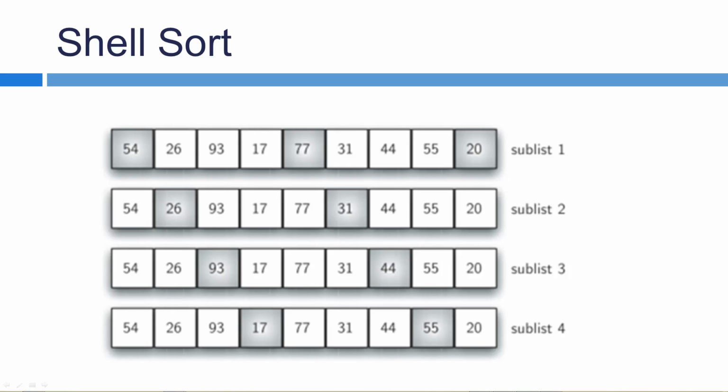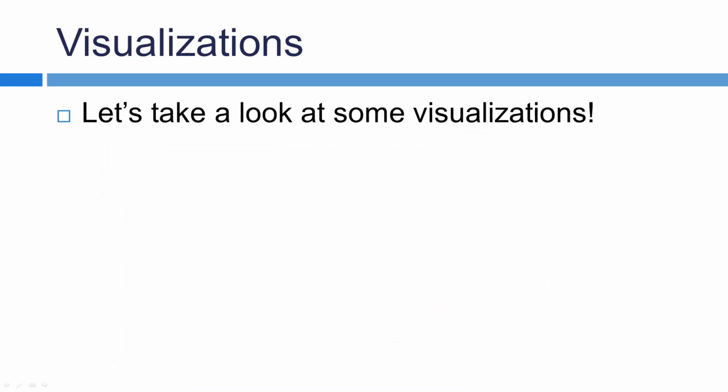Right now this shows what the first sublist of the example implementation we're going to do in the next lecture looks like. So don't worry about this too much now. We'll cover this later on when we actually implement our shell sort. Now let's take a quick look at some visualizations that you can check out.